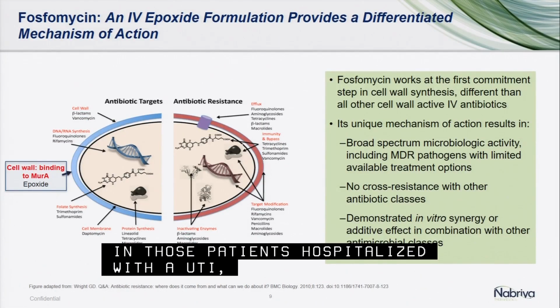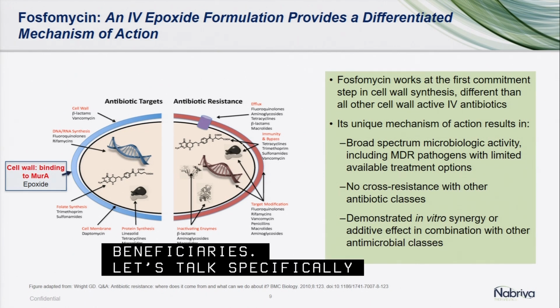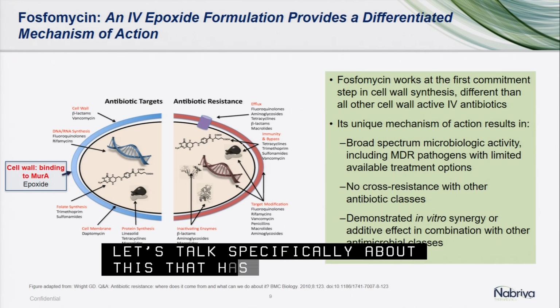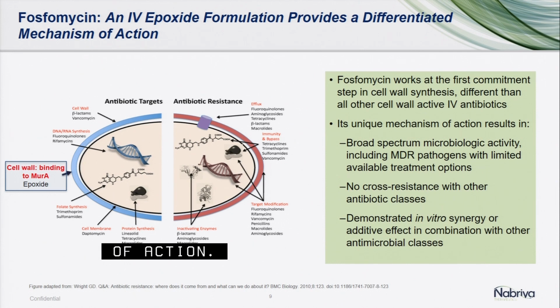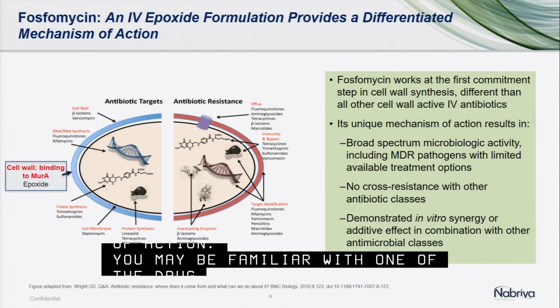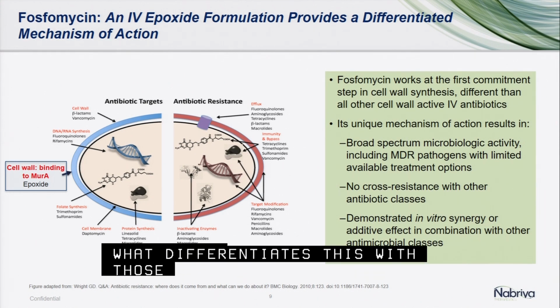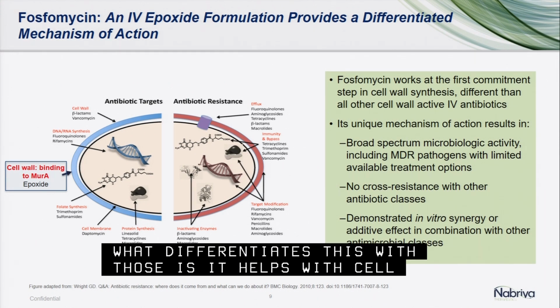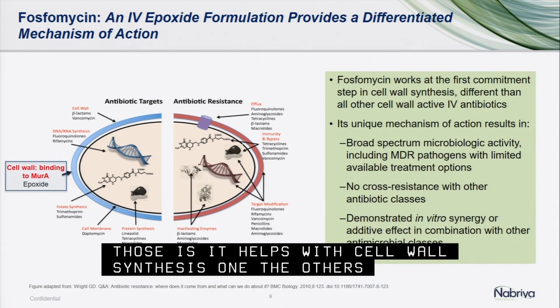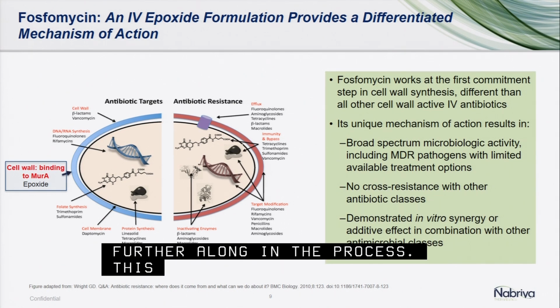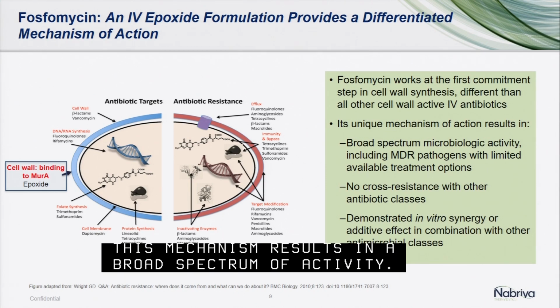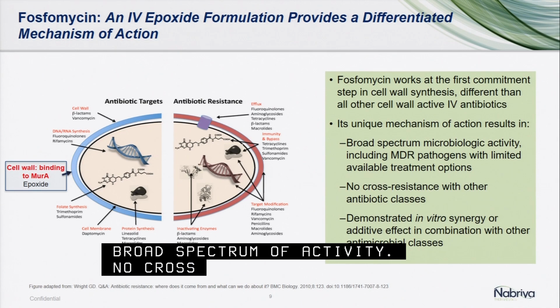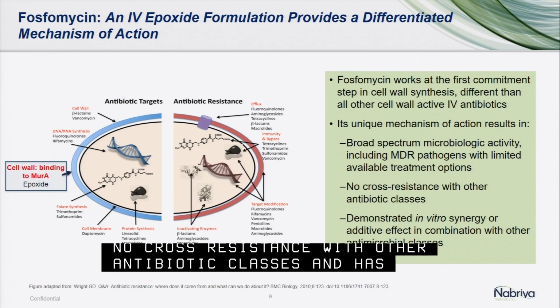Now we'll change gears a little bit and talk more specifically about fosfomycin. It has a unique mechanism of action. It works like other antibiotics at the cell wall. Those other antibiotics include beta-lactams, which the carbapenem class falls into, as well as glycopeptides. You may be familiar with the drug vancomycin. But what differentiates fosfomycin from those is that it works at the first commitment step in cell wall synthesis, while the others work further along in the process. This unique mechanism results in a broad spectrum of activity, able to cover some of these multi-drug resistant pathogens, no cross-resistance with other antibiotic classes, and has demonstrated in vitro synergy or an additive effect in combination with other antimicrobial classes.